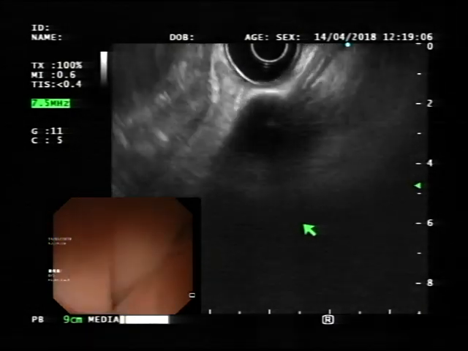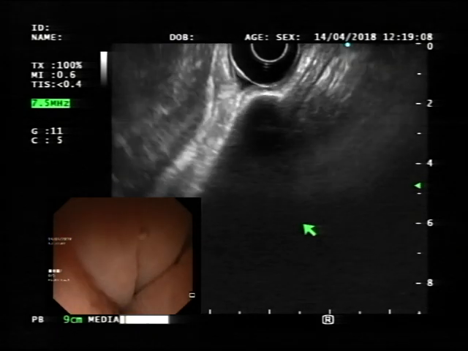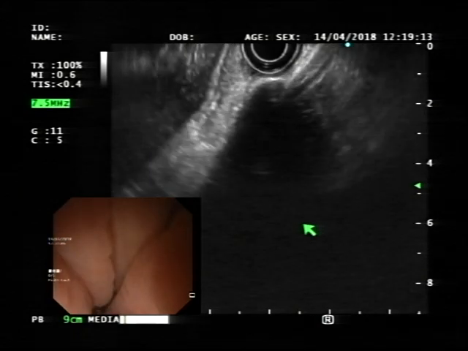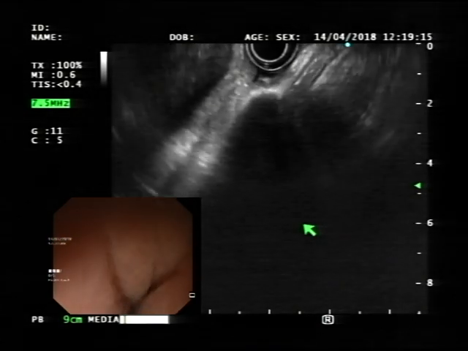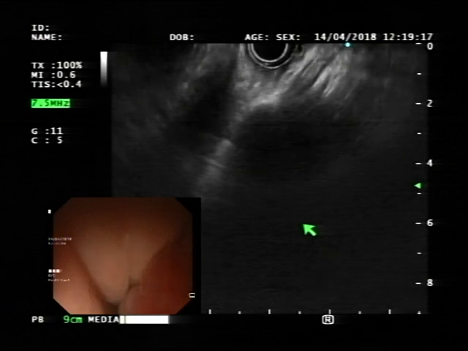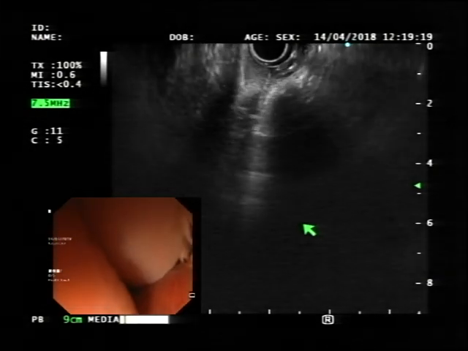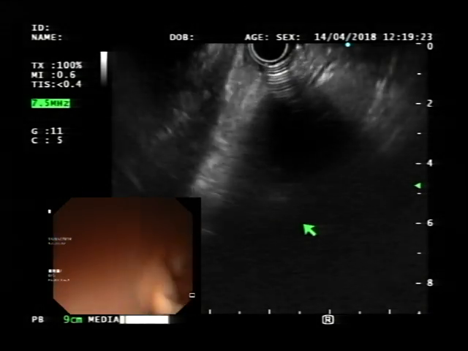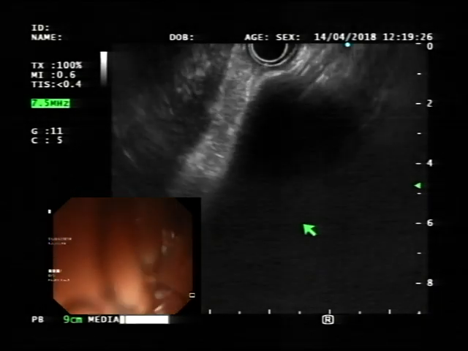You know, there's something either compressing. You see, look at this. Yeah. Look at the wall. The wall is just over it. Yeah, it's something from outside. So the wall is just... Yeah, there is something compressing it. So the wall is normal, so it's not a mucosal or submucosal lesion. Yeah, there's definitely a bulge.